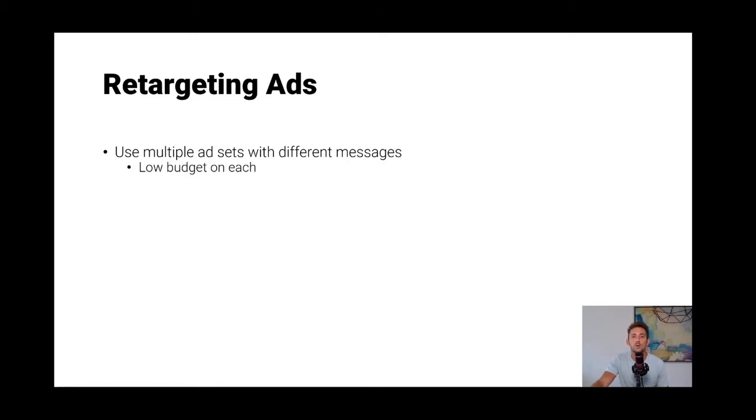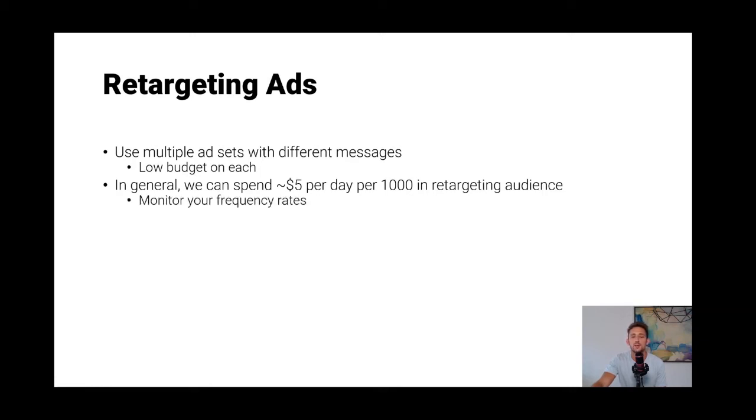And then I'll run all of them at a low budget. So people will only be getting hit with each one of my messages every once in a while. And in general, as a rule of thumb, we can spend around $5 per day per 1,000 people in our retargeting audience. Now, you're going to want to monitor your frequency with that because CPMs do fluctuate quite a bit on Facebook. So just keep an eye on your frequencies to make sure that you're not hitting people too much and you're hitting them enough at the same time.